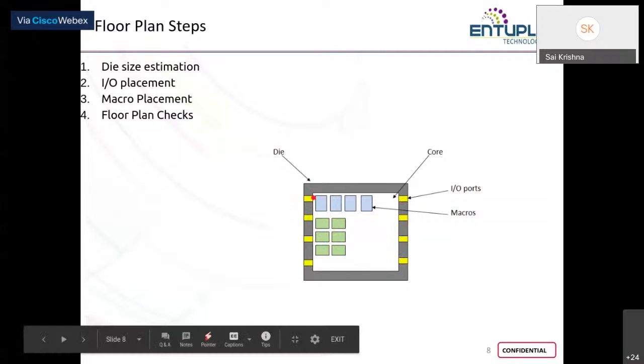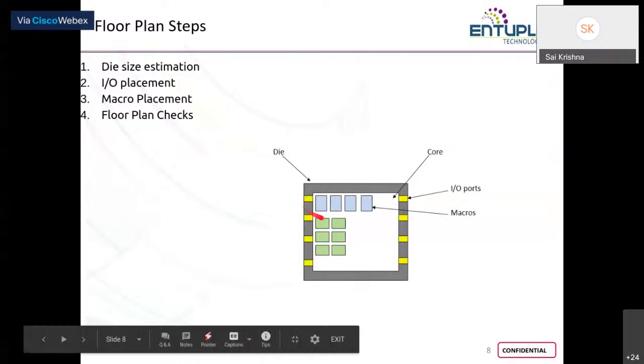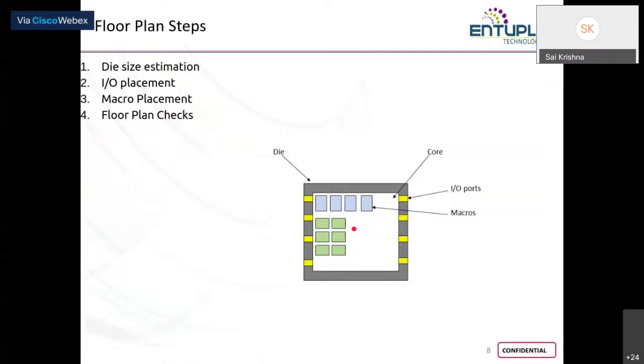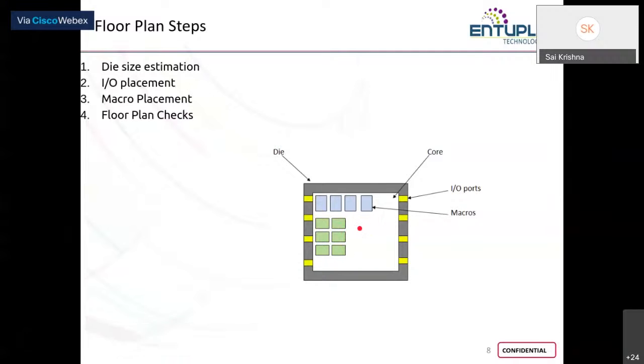In case I'm left with macros and all the boundary is completely covered up, then I'll move inwards towards the center of my core. That way I'll be placing all the macros first. We have to make sure of the first guideline, that no macro is left out. Everything should be placed within the core boundary. And the second guideline is that all the macros should be along the core boundary.